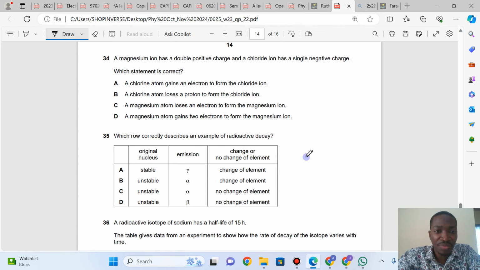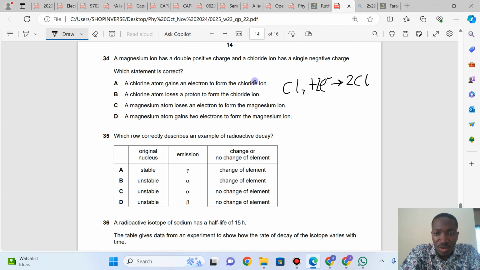Question 34, a magnesium ion has a double positive charge and a chlorine ion has a single negative charge. Which statement is correct? Chlorine atom gains an electron to form chlorine ion. Yes, a chlorine atom gains electrons to become a chlorine ion.